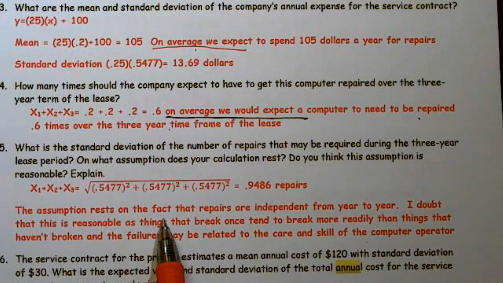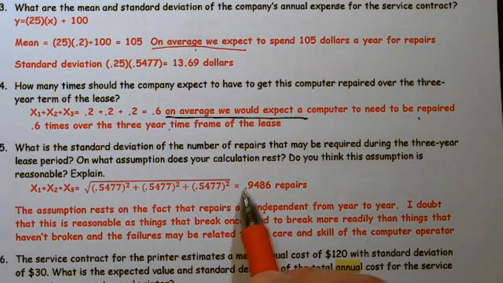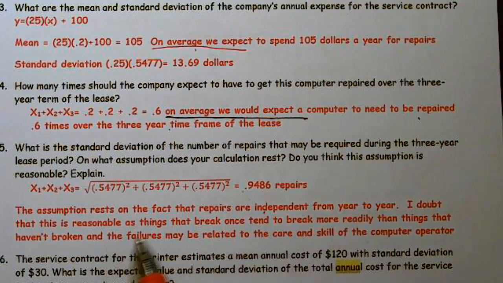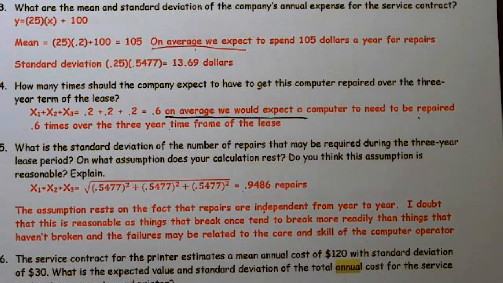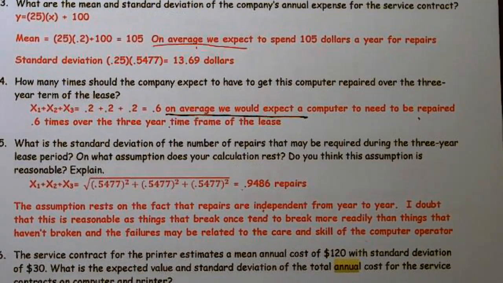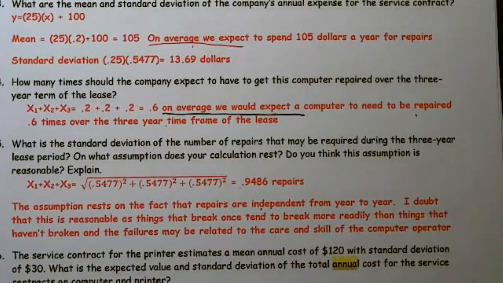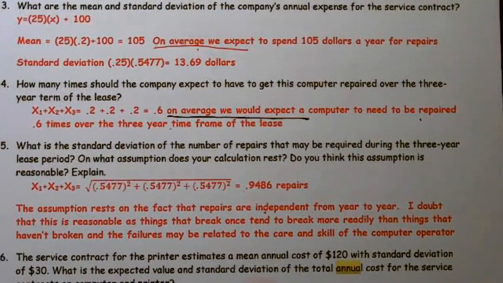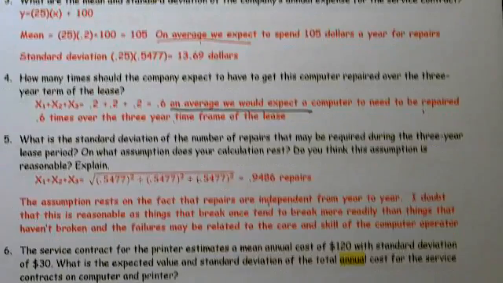The assumption rests on the fact that repairs are independent from year to year. Remember, to combine standard deviations, it has to be independent. I doubt that this is reasonable, as things that break once tend to break more readily than things that haven't broken. And the failures may be related to the care and skill of the computer operator or to a poorly designed computer. All right. So you need to make some sort of addressing. So technically, we probably shouldn't have done that, but they gave it to us, so we did it, and then we said this was the assumption, and then we moved on.